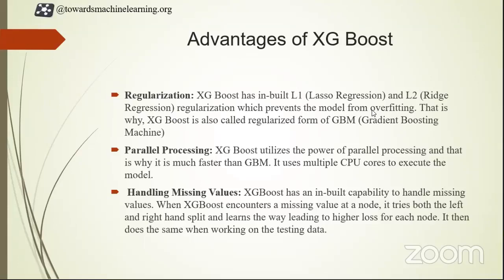Then you have parallel processing. XGBoost utilizes the power of parallel processing, taking into account multiple CPU cores to execute the model. That's why it's much faster than GBM. It is also very good at handling missing values. If your data has missing values, when XGBoost encounters a missing value at a node, it tries both the left and right hand split and learns the way leading to higher loss reduction for each node. It then does the same on the testing data also.